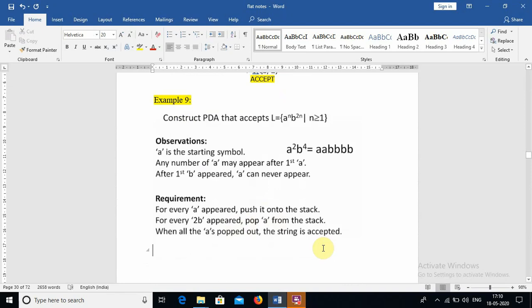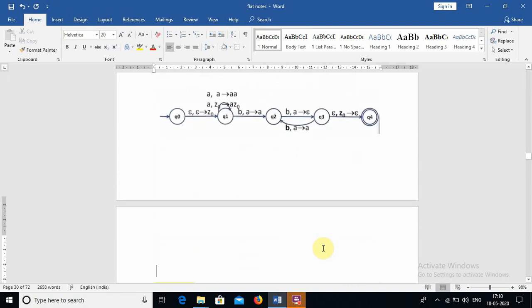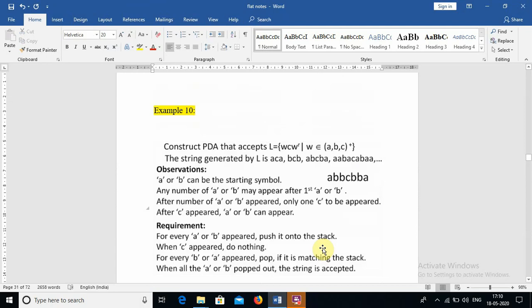So a power n b power 2n. This is an example. I think the examples are repeated. So this is like a palindrome. In the middle we have a C. W is the string and WR is the reverse of the string. In between a C we have like ABB, and the reverse of the string is BBA. So in between we have a C, and these are the observations, these are the requirements. That is a PDA. The only thing is you have to follow the constructions.